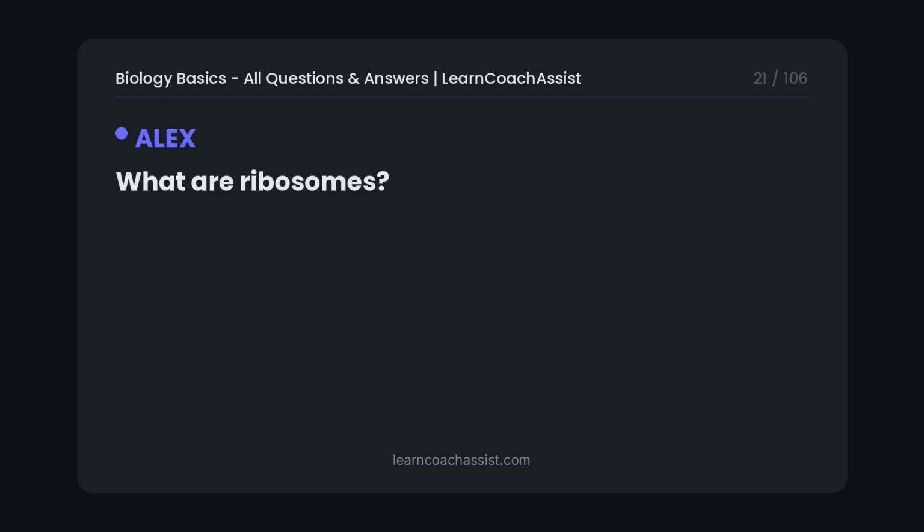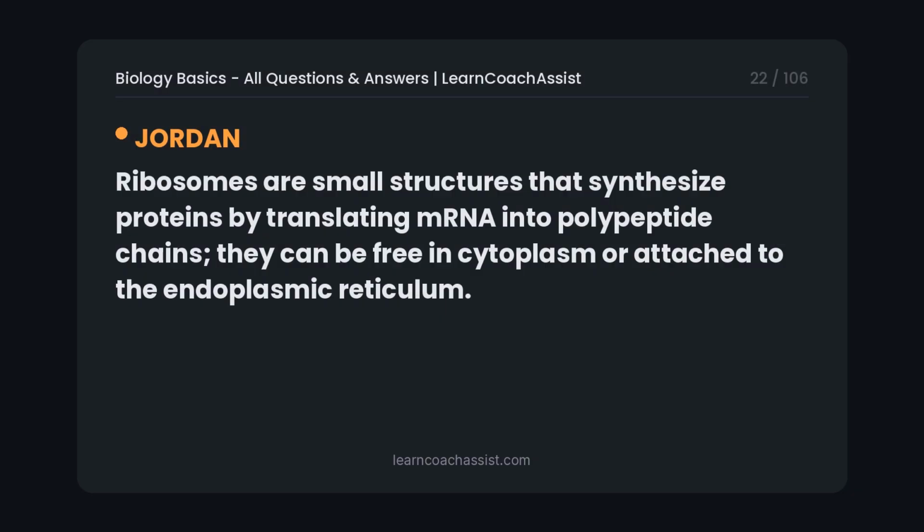What are ribosomes? Ribosomes are small structures that synthesize proteins by translating mRNA into polypeptide chains. They can be free in cytoplasm or attached to the endoplasmic reticulum.